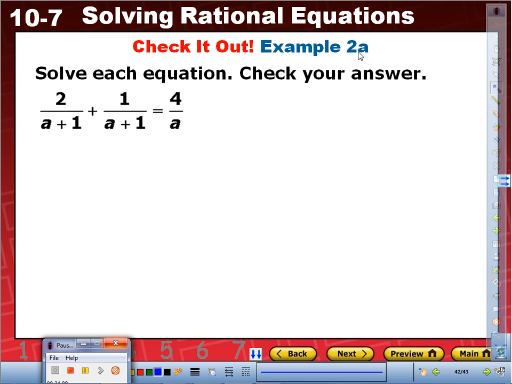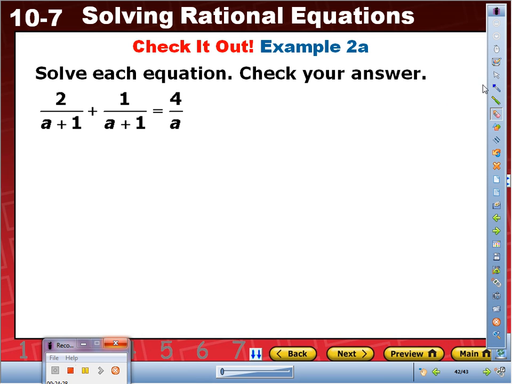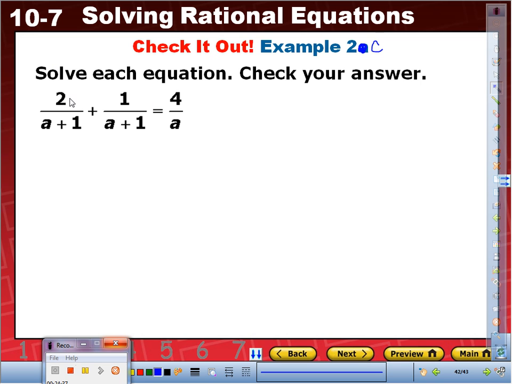Example 2a says, solve. Wasn't the other one 2a? Yeah, I think this one's 2b. The other one was 2a? Okay, so this one is 2c. Let's double check. We got 2 over a plus 1 plus 1 over a plus 1 equals 4 over a.